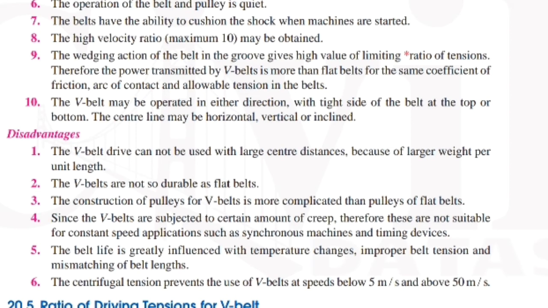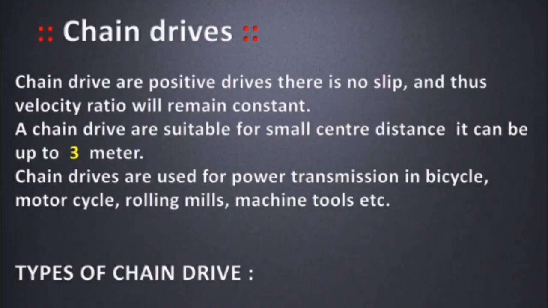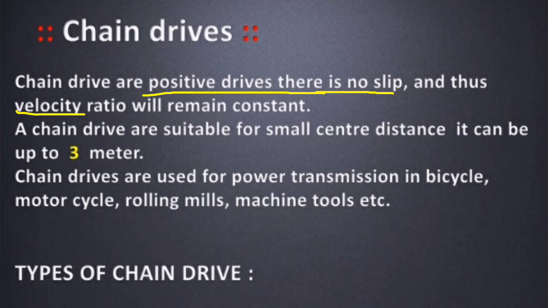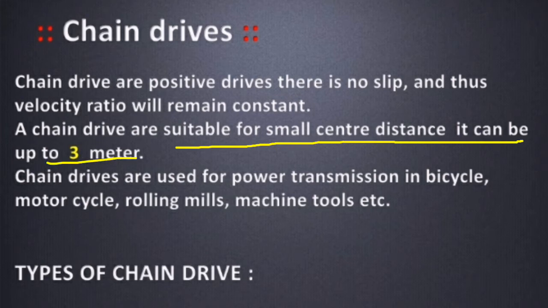And next we are going to discuss chain drives. Chain drives are positive drives. There is no slip and the velocity ratio will remain constant. Chain drives are suitable for small center distances, which can be up to 3 meters.